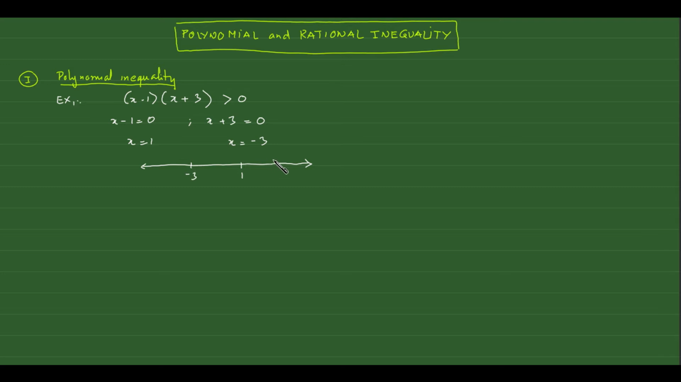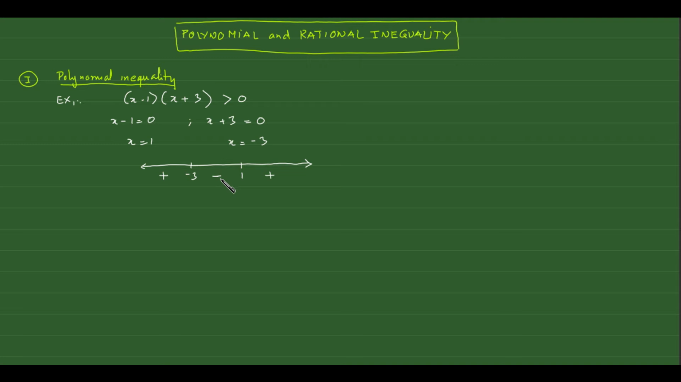Now we're going to pick one number in each interval, in each part. Then you plug into the original inequality and you see which one satisfies the greater than sign. First of all, I pick 2 over here. I plug 2 in, which gives you positive. And you pick a value between -3 and 1, for example 0. Then with 0, you have negative. And you pick a value less than -3, for example -4. You plug it in, which gives you positive.